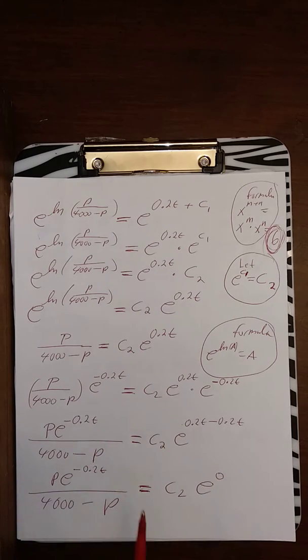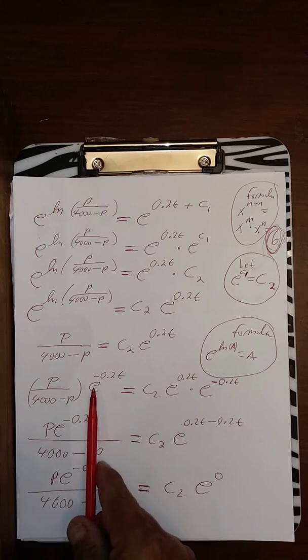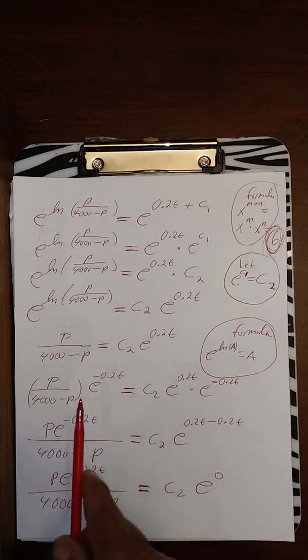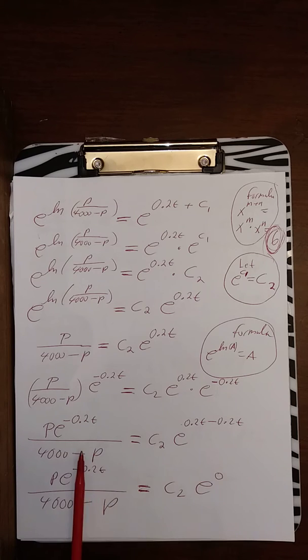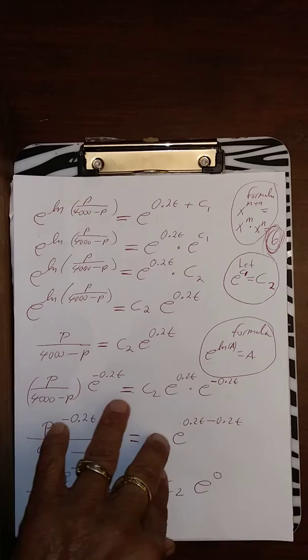So now multiply both sides by e to the negative 0.2t, both sides. So now this and this is going to be a 0. That, leave it like that. e to the 0, and e to the 0 is going to be a what? A 1.